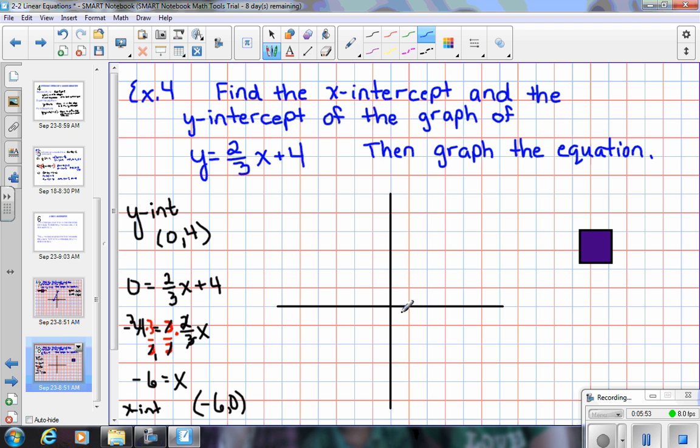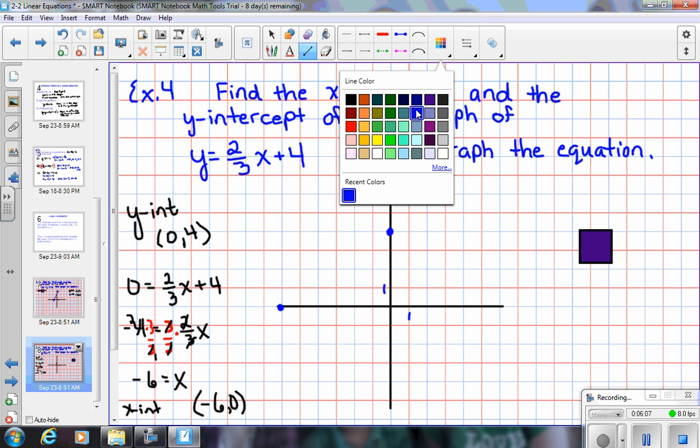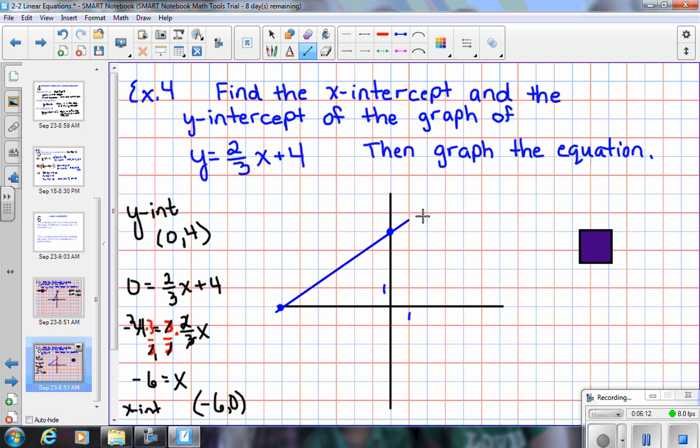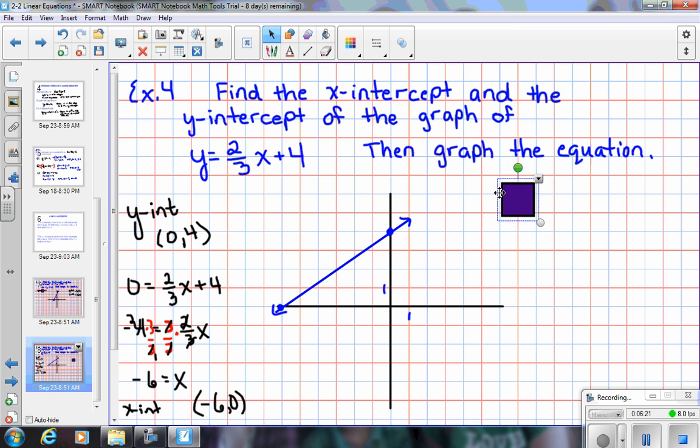So I can go ahead and plot those. Don't forget to always scale your graph. So (-6, 0) on the x-axis, (0, 4) on the y-axis, and then we can draw that line. And here's my graph. Okay, doing the same problem, but let me just show you why I like to put them in standard form if I'm finding the x and y-intercepts.